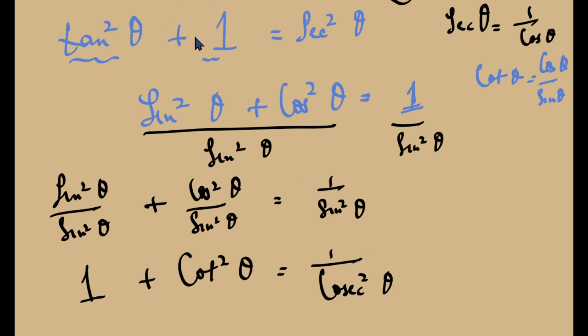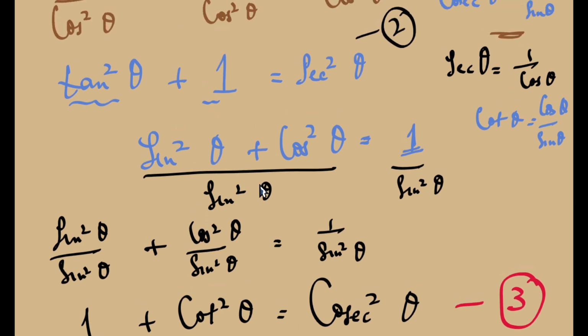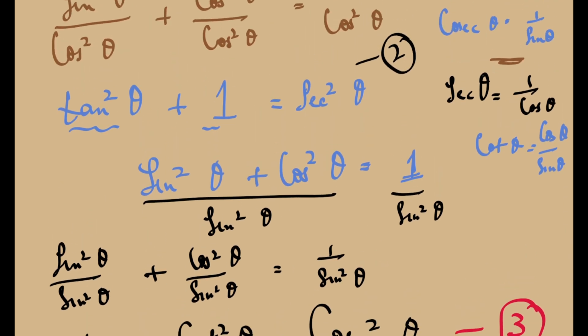So we have arrived at our third identity also here. Oh, I have made a mistake here. It is not 1 by cosecant squared theta. 1 by sine squared theta is equal to cosecant squared theta. Right? Cosecant squared theta. And this is our third identity. So we have arrived at three identities, or three equations which state the relationship between all the 6 trigonometric ratios.